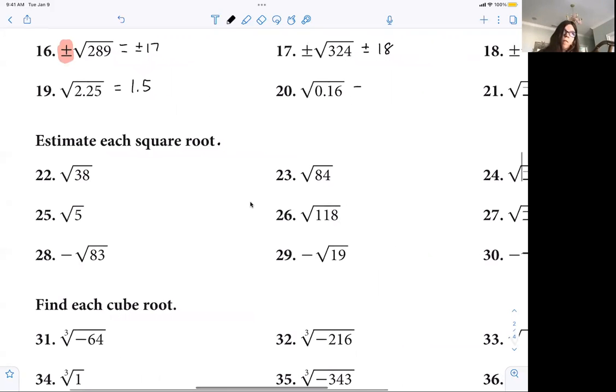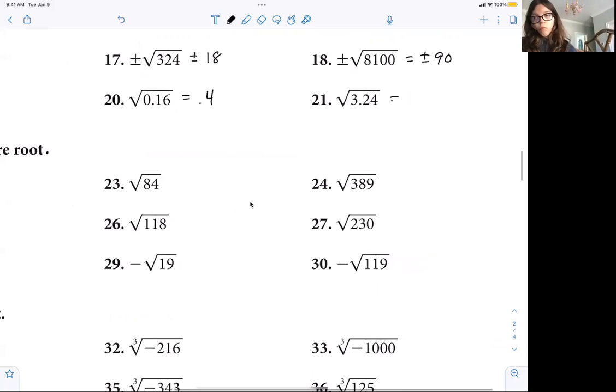Number 20. What do we got? 0.4. So now 21. Well, check it and see. I might be wrong, right? But 2 decimals, we just said, when you square something with 2 decimals, it creates something with what? 4 decimals. 1 decimal, when you square it, creates what? 2 decimal places. All right. So now 3.24. Yeah, 1.8. Nothing to it.